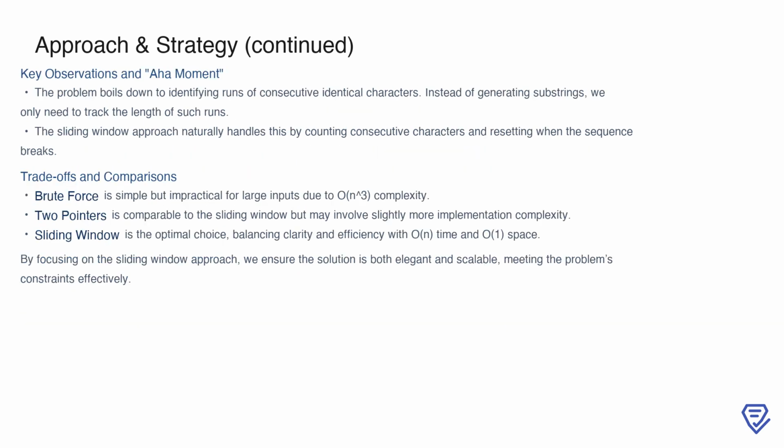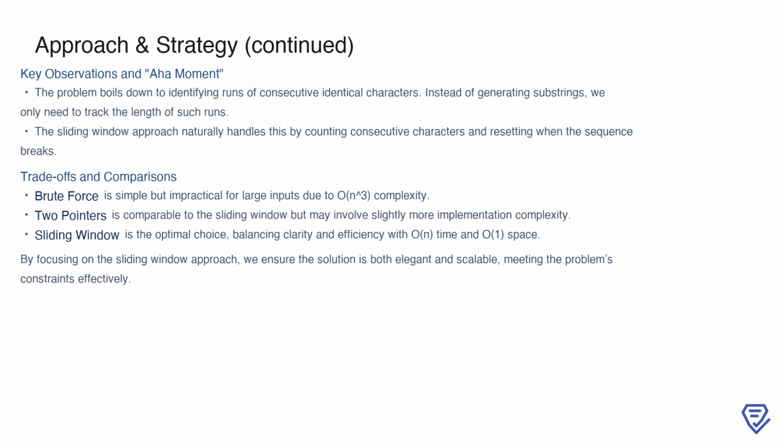The main insight for solving this problem is that it revolves around finding runs of consecutive identical characters. Instead of constructing substrings, we can focus solely on tracking the length of these runs. This observation plays directly into the sliding window approach, which naturally handles the task by counting consecutive characters and updating the maximum length when the sequence ends. This makes the solution both intuitive and efficient.